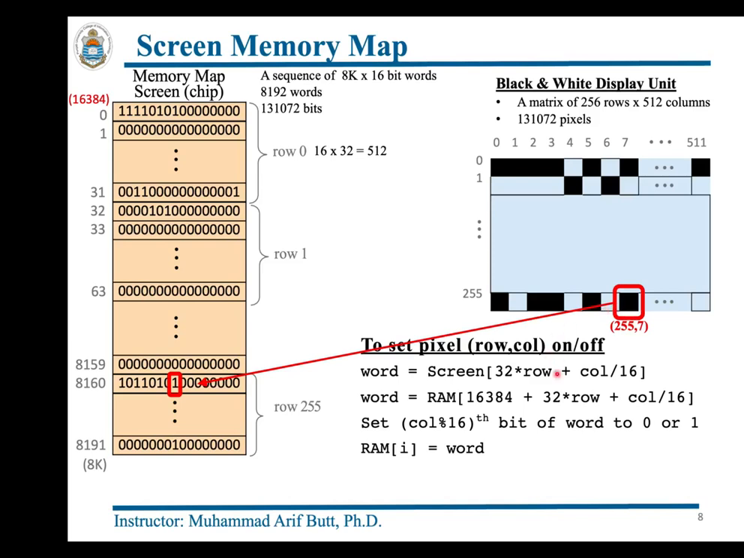So once we get this word, we change this word as per our requirement, and then we write this word back inside the screen memory map, and in the next cycle it is refreshed, and the 16 bits which we have changed at the address 8160 will be changed.